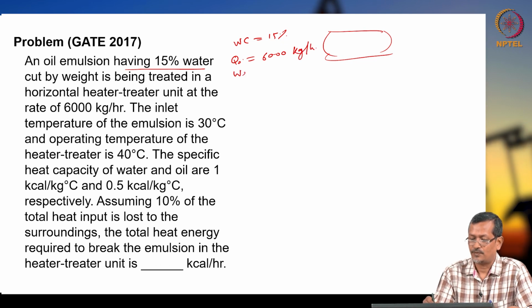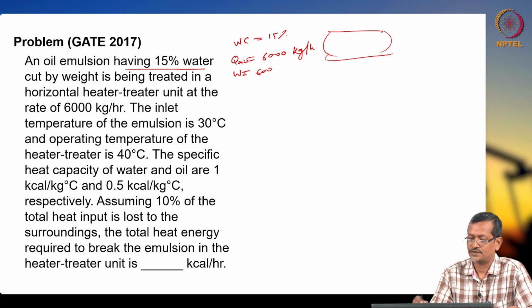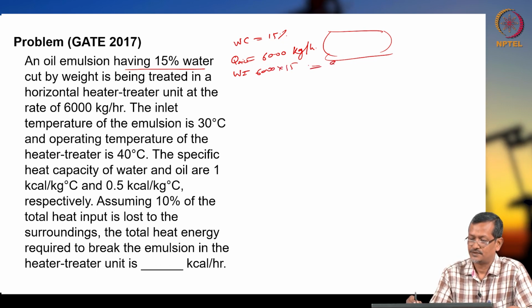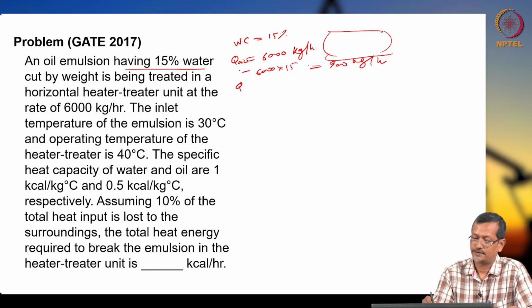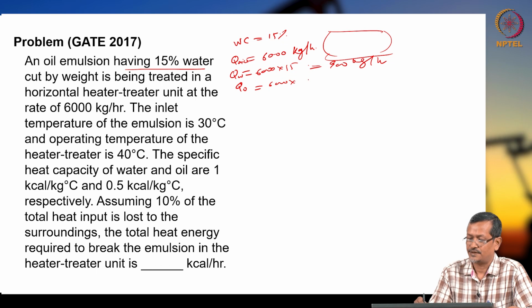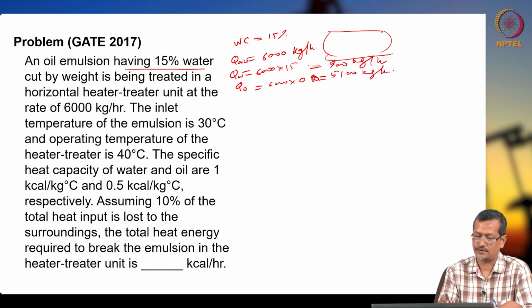Okay. So, how much water is there? 15% water, water plus oil is 6000. So 6000 into 15%, so 900 kg per hour. That is Q water. Q oil equals 6000 into 0.85, so it is 5100 kg per hour. Okay, oil and water amounts we got.